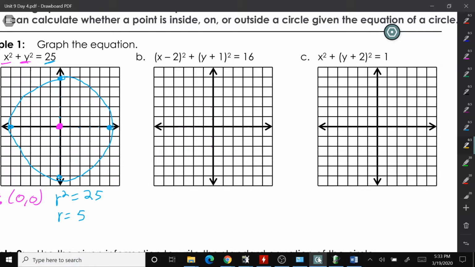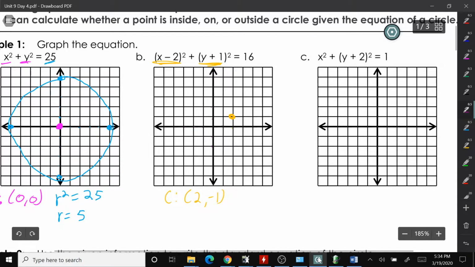Okay, so the center of this circle is going to be 2, negative 1. So the opposite of what you see here. So positive 2, negative 1. There's your center. Then this 16 is the radius squared. Take the square root of 16, you get 4. So then I'm going to go 4 in every direction. And that's how this circle will look. The center is at, again, 2, negative 1.